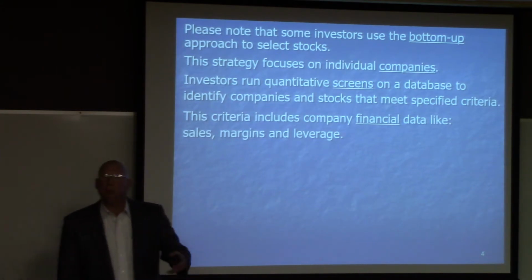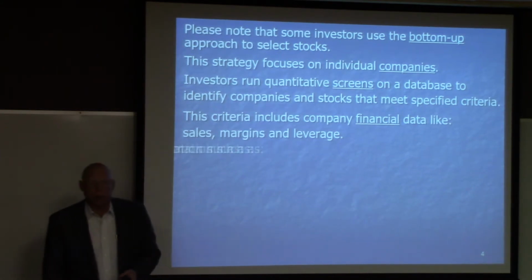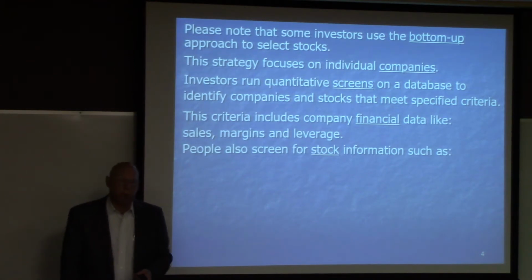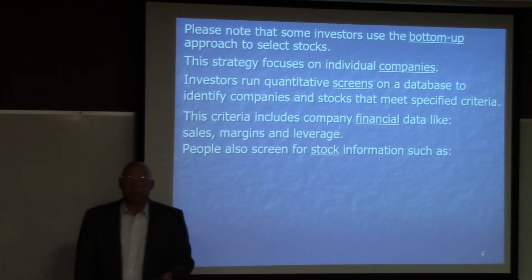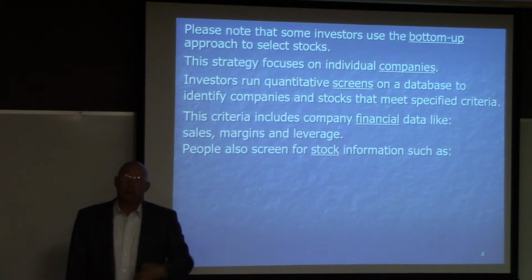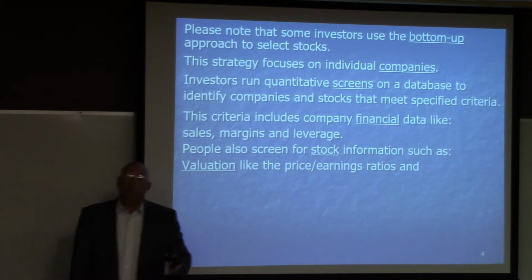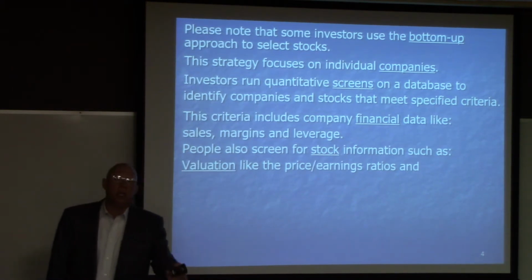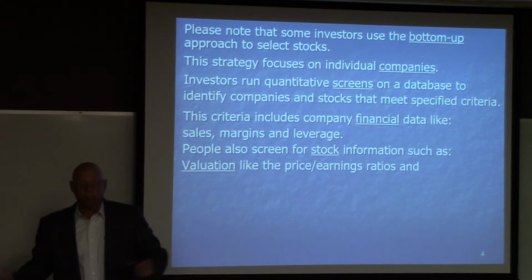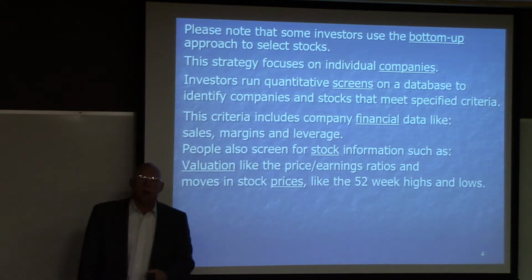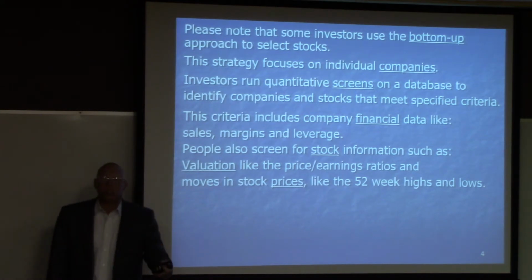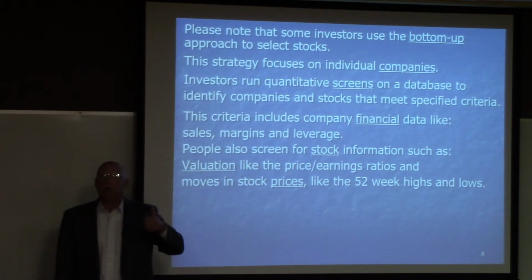So we can input data on companies' operating performance. We can also screen based on stock information. So we've got company information and we have stock information, such as valuation. Maybe we want something that has a PE between 10 and 16, not lower than 10, not higher than 16, something like that. And maybe stock prices, so we can screen for operating data, valuation data, stock prices.